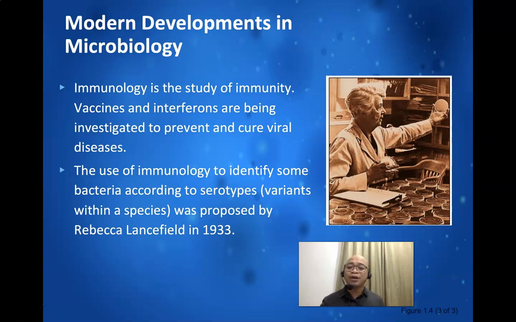The use of immunology to identify some bacteria according to serotypes was originally proposed by Rebecca Lancefield in 1933. That is the reason why, if you will be studying Streptococcus, you will have Group A Streptococcus, Group B Streptococcus, Group C Streptococcus, Group D Streptococcus. All of these are considered the Rebecca Lancefield classification.